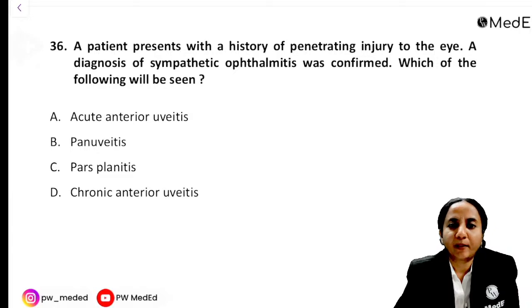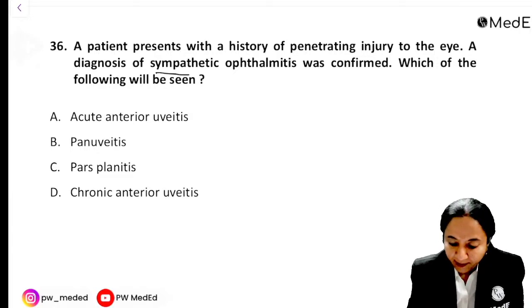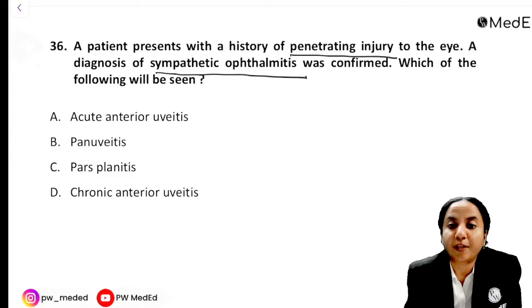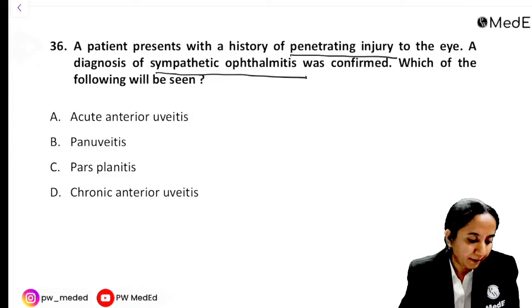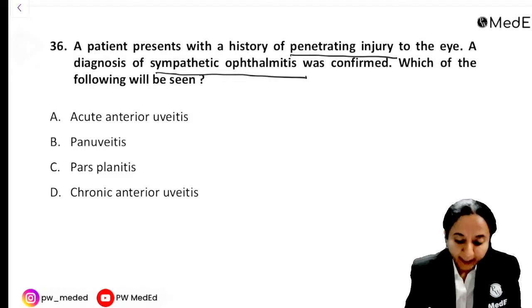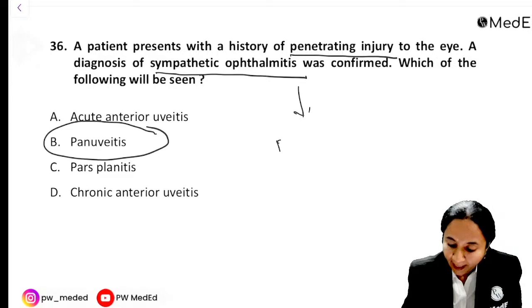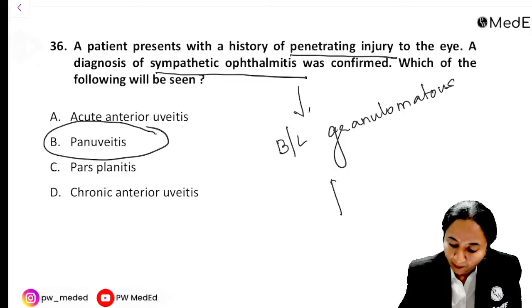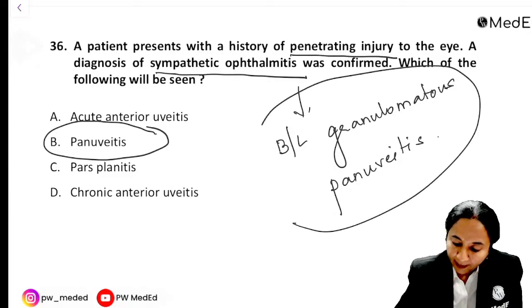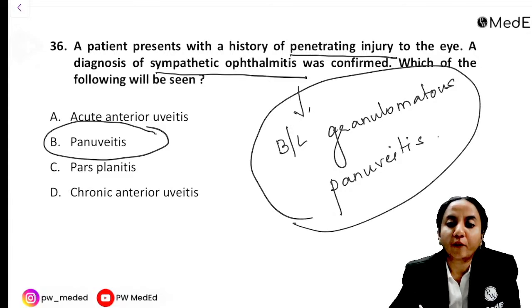Again, a very, very simple question. See, the diagnosis is sympathetic ophthalmia, penetrating injury. So what is the answer? Yes, it is pan uveitis. Sympathetic ophthalmitis is a bilateral granulomatous pan uveitis. Remember these three words: bilateral granulomatous pan uveitis.